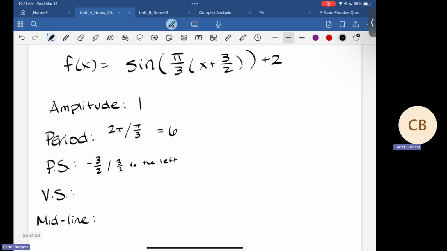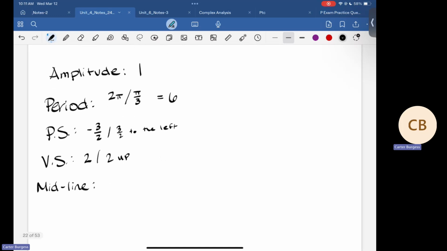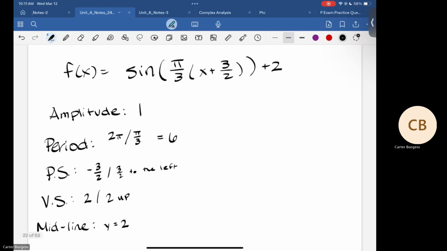What is our vertical shift here? 2. You could even think of this as 2 up if you really wanted to. And then what is our midline going to be? y equals 2. Very nice.